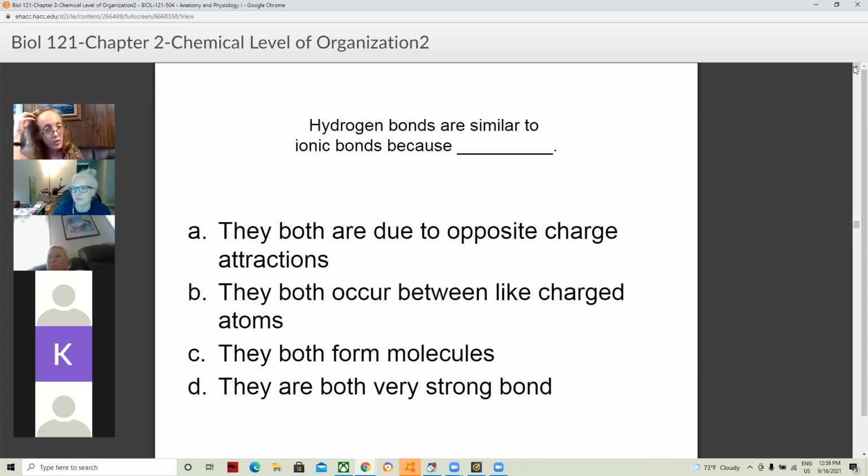Make sure if you don't understand, please just tell me you don't understand. And so now the partial positive charge on the hydrogen is attracted to the partial negative charge on this electronegative atom that belongs to another molecule. Okay. Does that work? Yes.